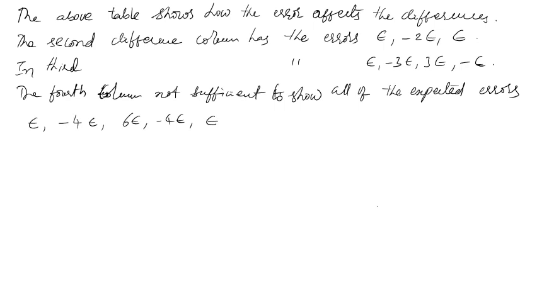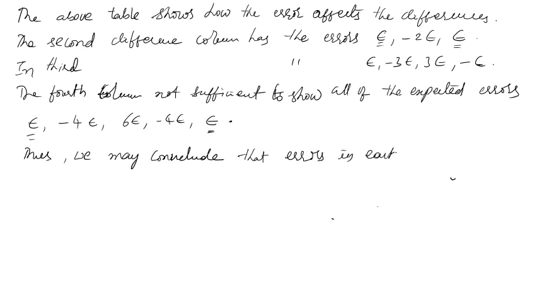Right. Second one epsilon, epsilon, fourth one also epsilon, epsilon, right? Okay, thus we may conclude that errors in each column have binomial coefficients.